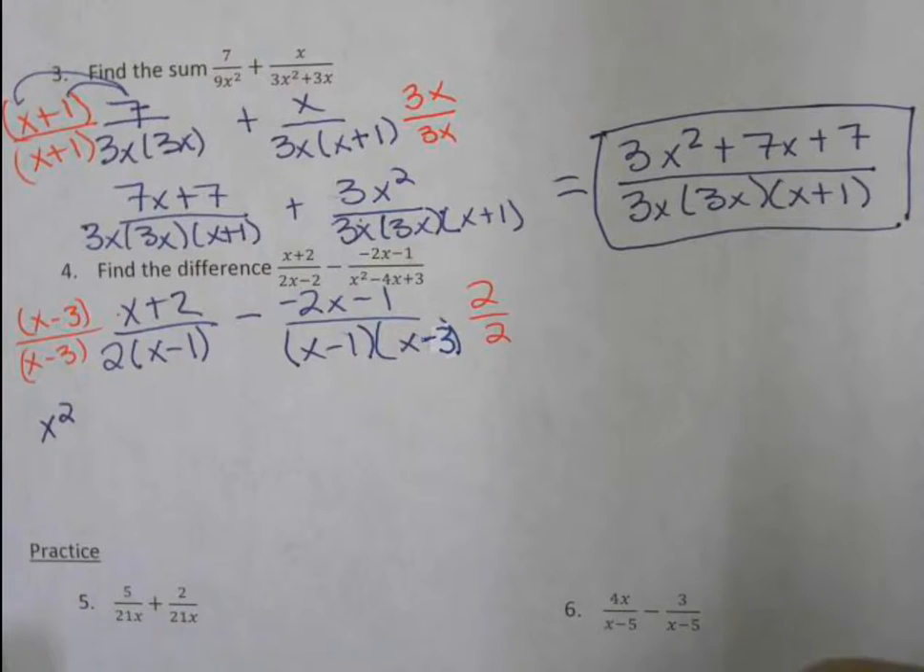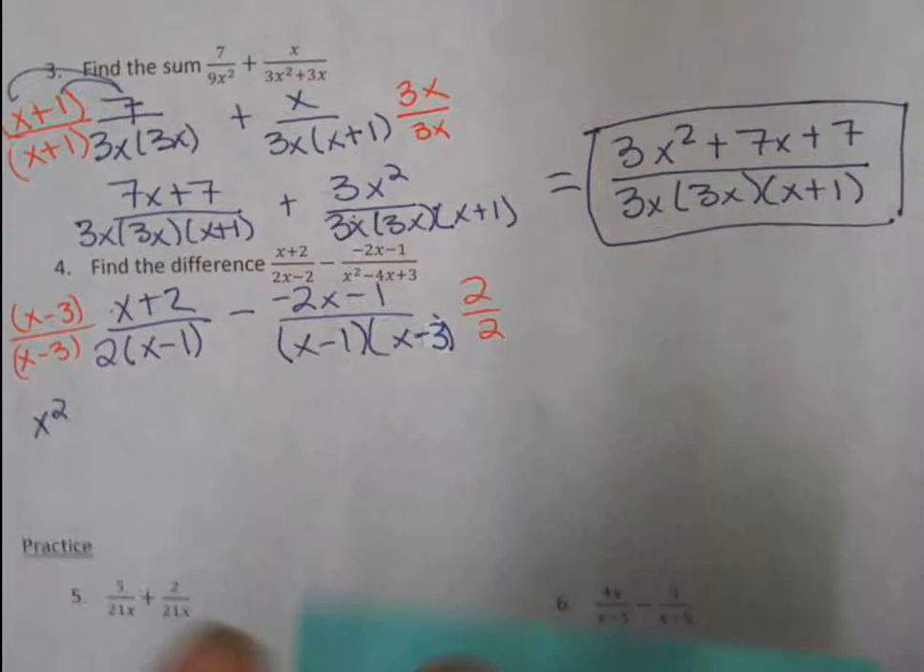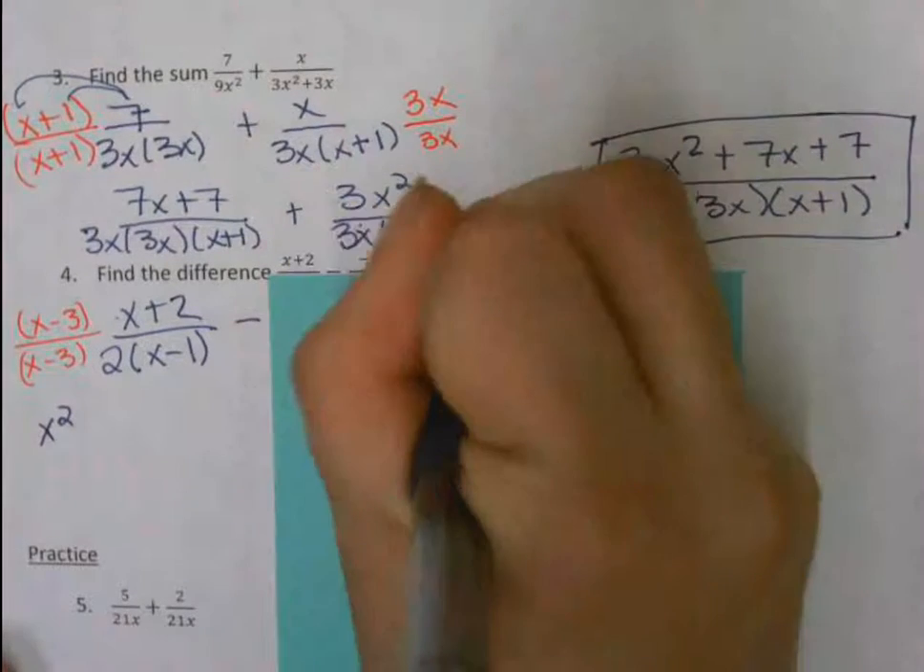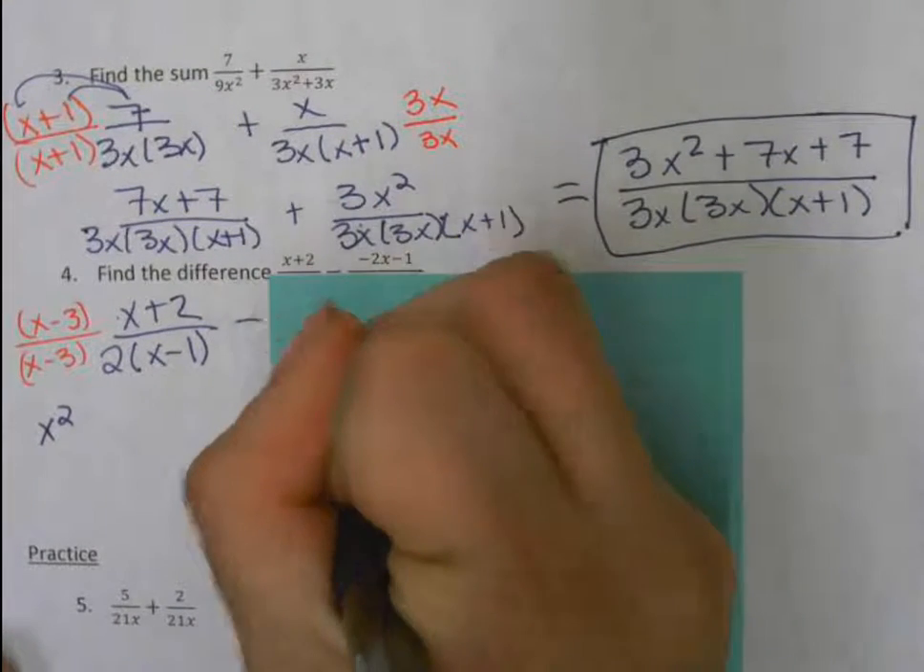I'm multiplying 2 binomials. X squared plus 2x. I'm trying to multiply 2 binomials together. Yeah, that's the box method. No, it's not, Jerry. I'm trying to do x plus 2 and x minus 3.